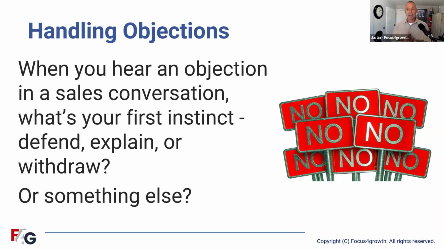Handling objections. So when you hear an objection in a conversation with a customer, I'd love to hear, what's your first instinct? I've got 3 options here, but it might be something else. These 3 options are from when I first started in sales, right? When you hear an objection, is your first instinct to defend yourself, defend against the objection? Is it to explain or justify, or do you kind of withdraw and back away?